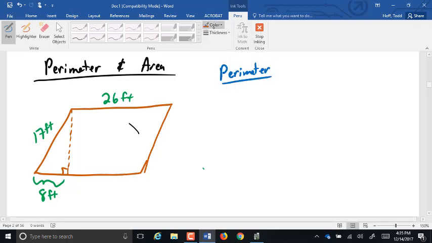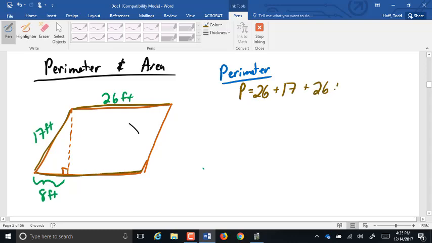Well, to find the perimeter, we just add up the sides. We have 26 feet here, plus 17 feet here, plus 26 feet here, plus 17 feet here. We add those all up and it comes out to be 86 feet of perimeter.